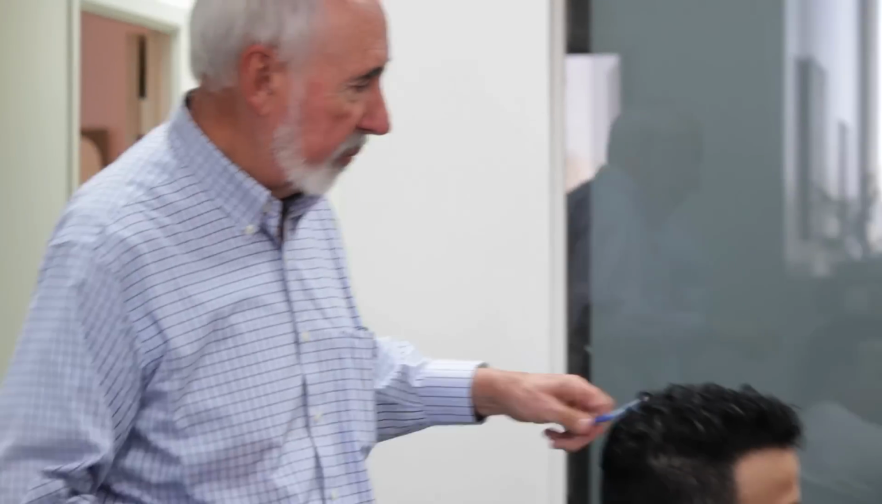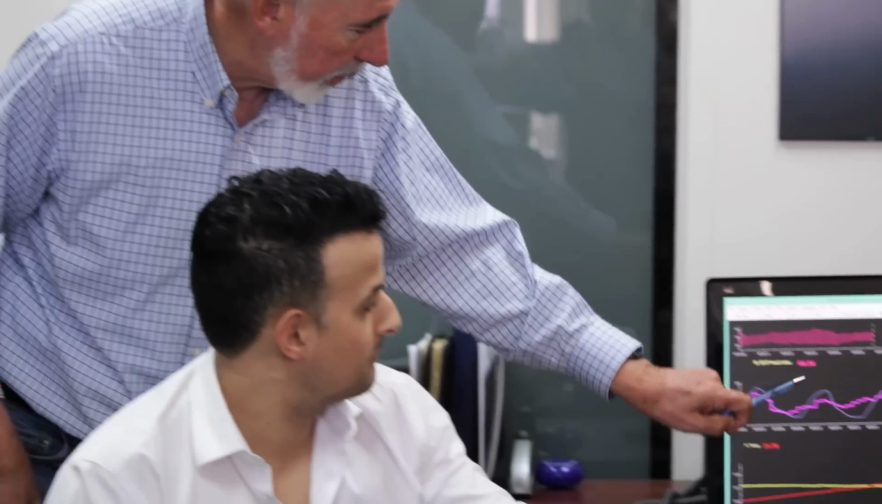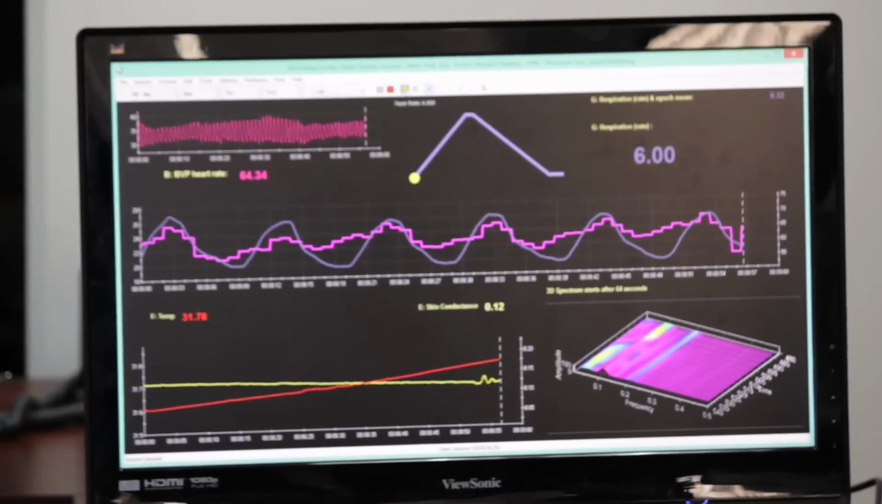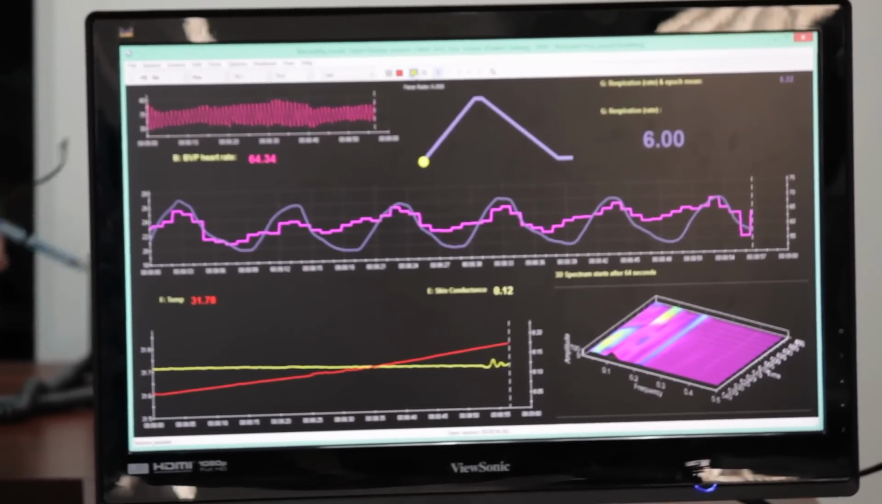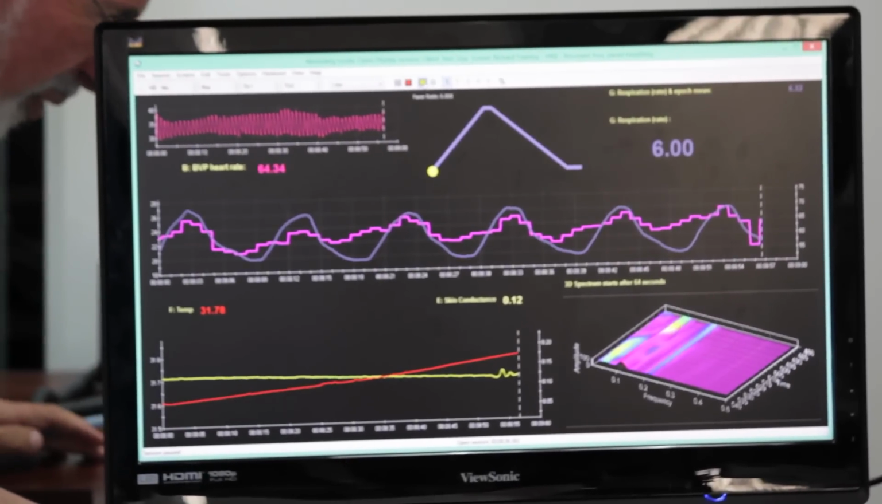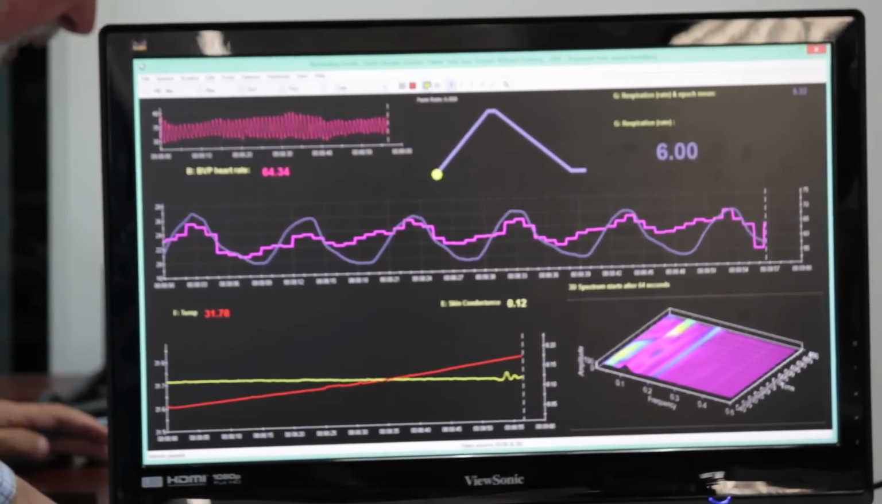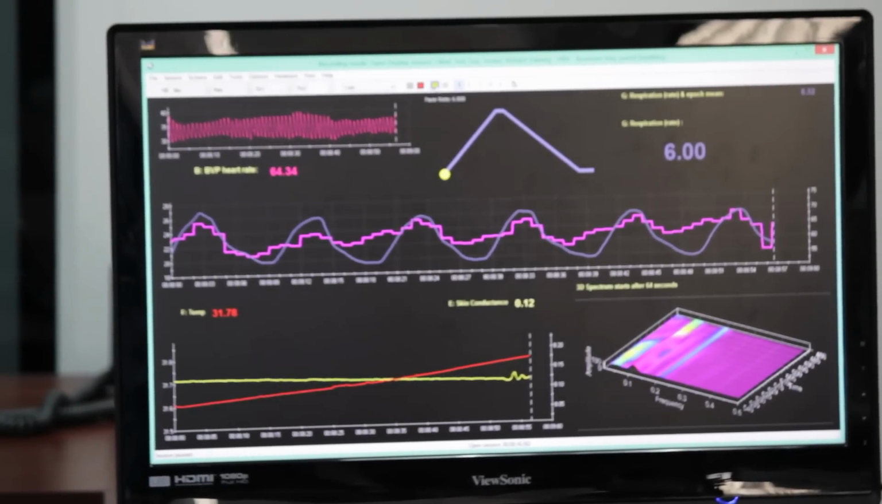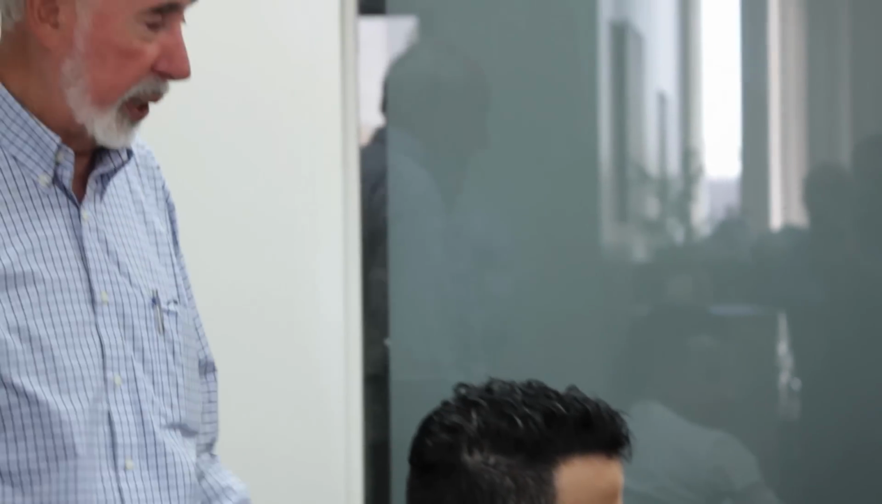Okay, so you see, for one thing, this very nice sine wave in the heart rate. His heart rate is going from 57 beats a minute up to 70 beats a minute in each breath cycle. All right, so he's showing these really big peaks and valleys, which we like to see. It's a pretty nice looking sine wave for the heart rate.